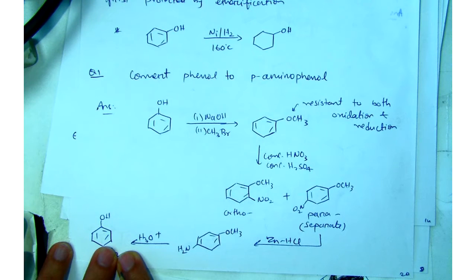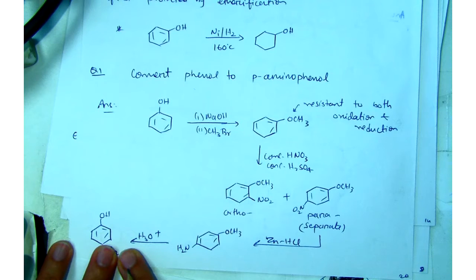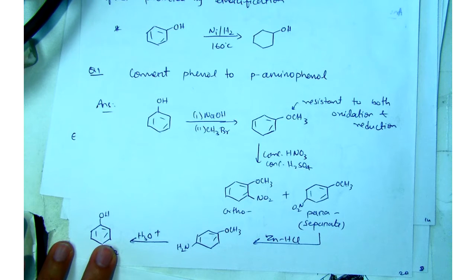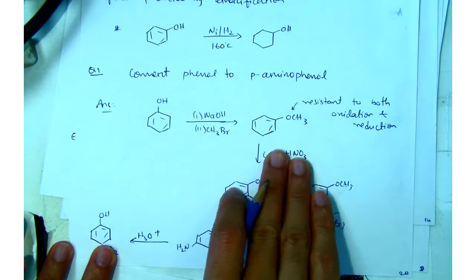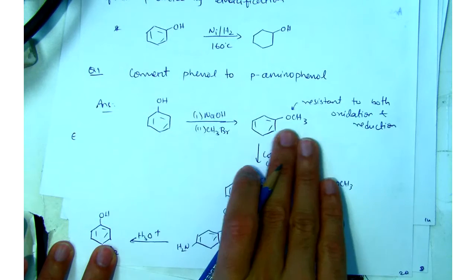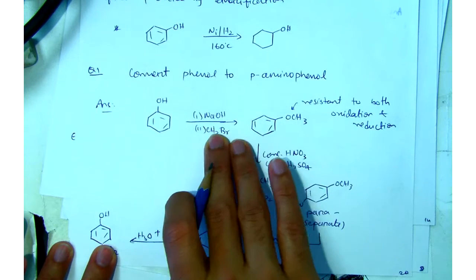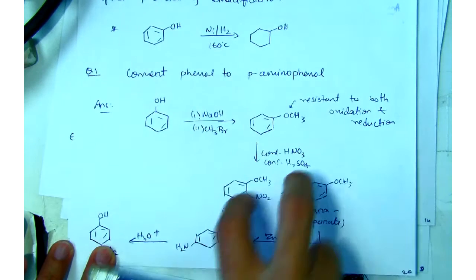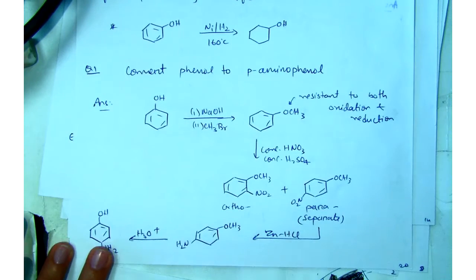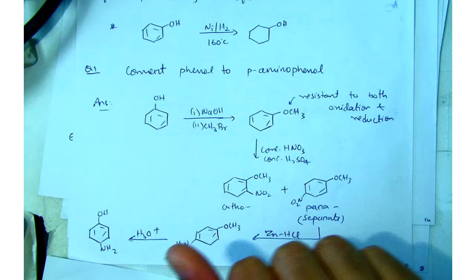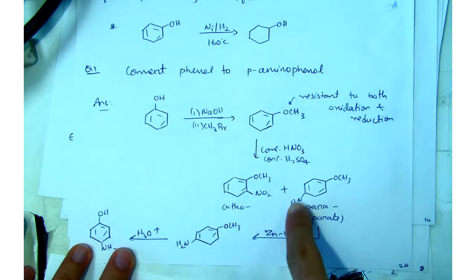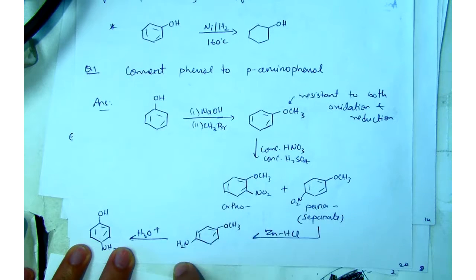So that's the basic method. You get para NO2 and reduce that. This is the method to avoid oxidation of the OH group. You can convert that to OCH3, which is again like Williamson synthesis, and then do the nitration and then separate. Zinc HCl will reduce it, or others you can also use. LAH will also convert NO2 to NH2.